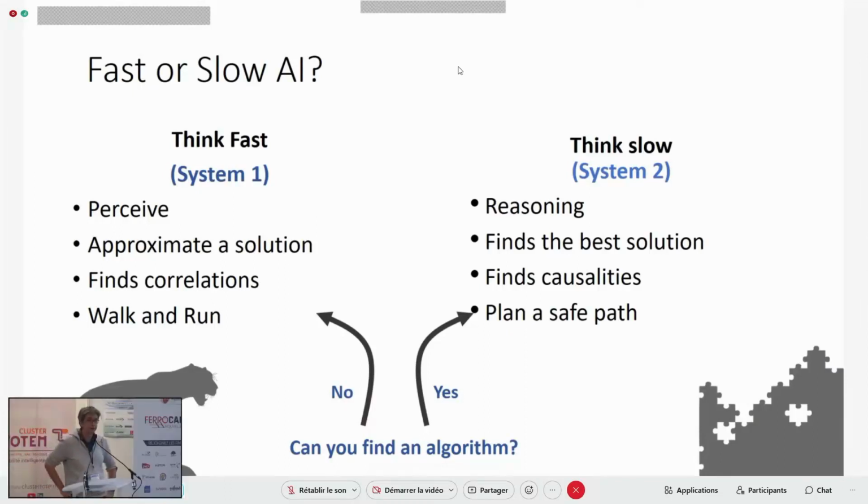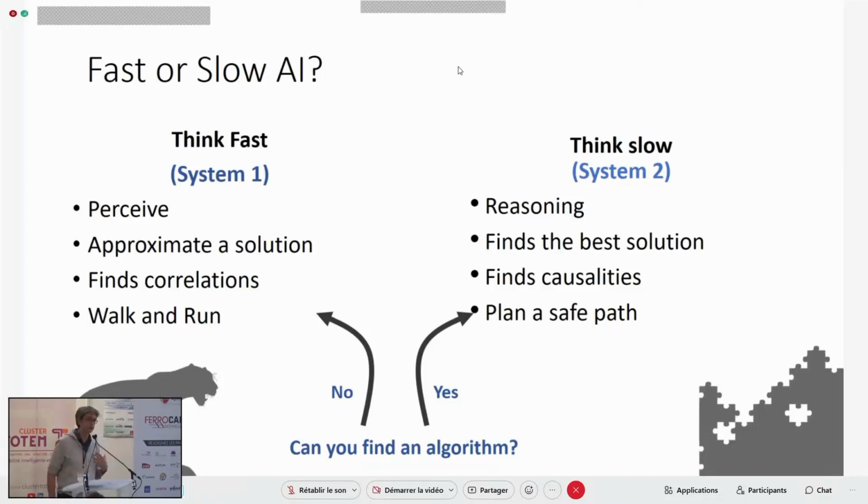And in fact, there are two kinds of AI. They are called System 1 and System 2. System 1 is more suited to tasks where you want to think fast. So it's more related to what we call intuition for ourselves. In the System 1 set of problems, we traditionally use machine learning techniques.